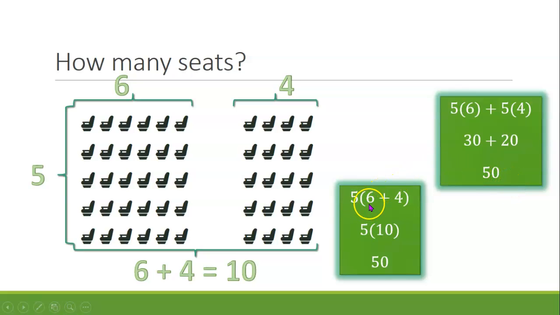So it's either 5 times (6 plus 4), which is 5 times 10, which is 50, or it's 5 times 6 plus 5 times 4, which is 30 plus 20, which is 50. And the fact that these are equal to one another, that we can do 5 times (6 plus 4), or we can do 5 times 6 plus 5 times 4, in other words, we can add first and then multiply, or we can multiply first and then add.